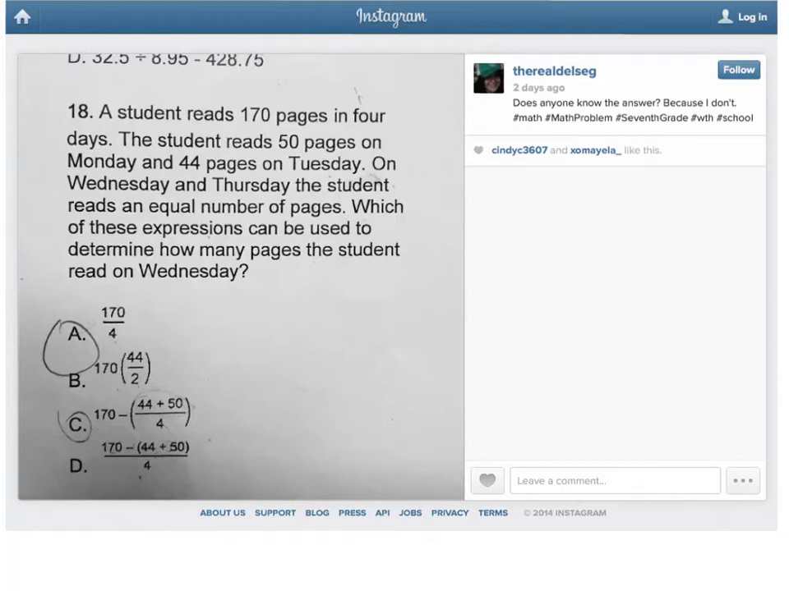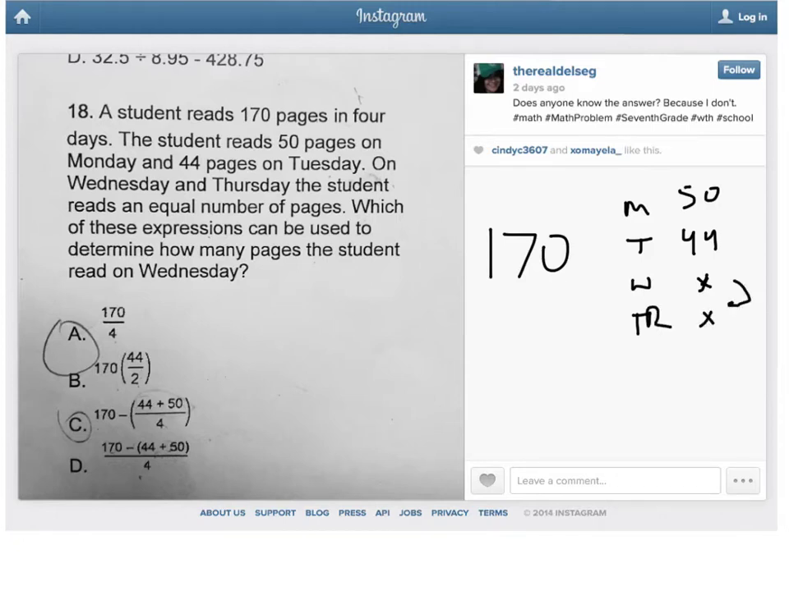Well, let's look at it, okay? We've got 170 pages total, and we know that on Monday they read 50, Tuesday they read 44, Wednesday we read X, and then Thursday they read X, which is insinuating those are the same number because on Wednesday and Thursday the student reads an equal number of pages. Okay, I'm assuming that means that they're equal to each other, not equal to the previous pages. That doesn't make sense. There's not a math problem there. It's just a pattern. We're not doing inductive reasoning.